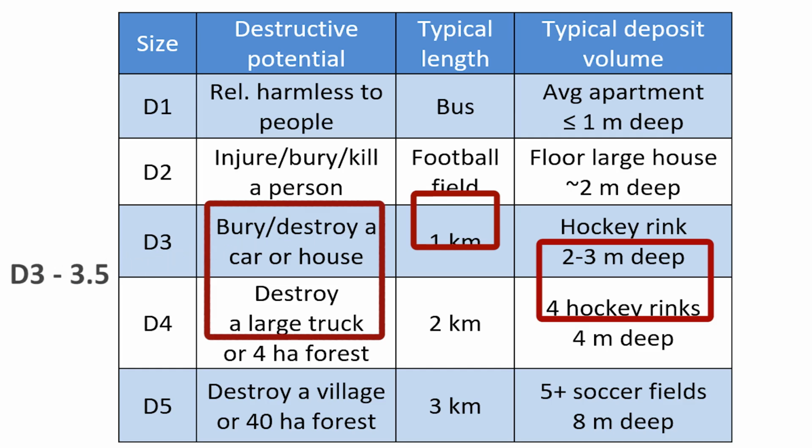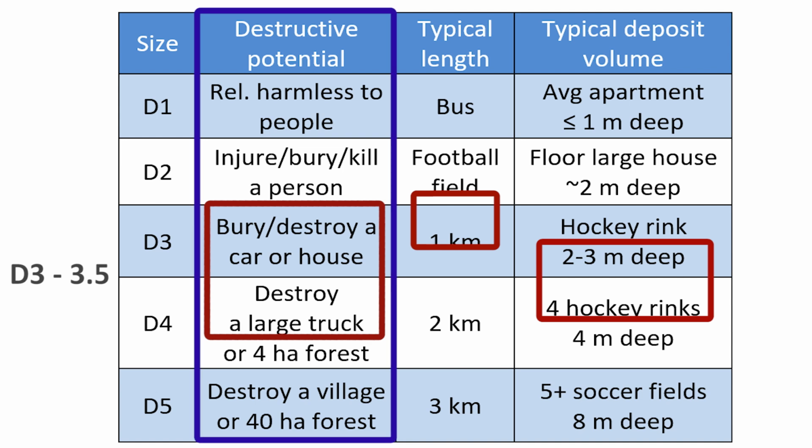I lean towards a D3.5 because deposit volume is less uncertain than destructive potential. It's hard to be confident about destructive potential because I haven't seen the terrain and deposits for avalanches that destroyed cars, houses, and/or large trucks.